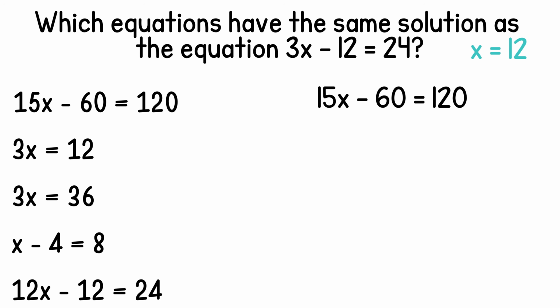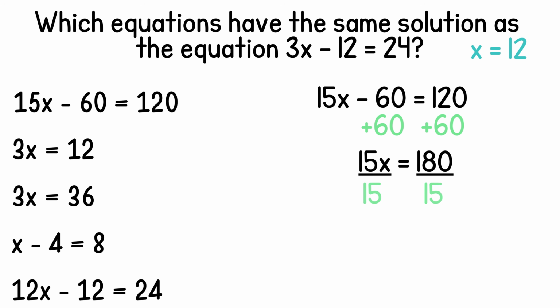We'll start with 15x minus 60 equals 120. We'll solve for x by adding 60 to both sides first. This gives us 15x is equal to 180. Now we'll divide both sides by 15, which gives us x equals 12. So this matches our original solution. So this is an equivalent equation.